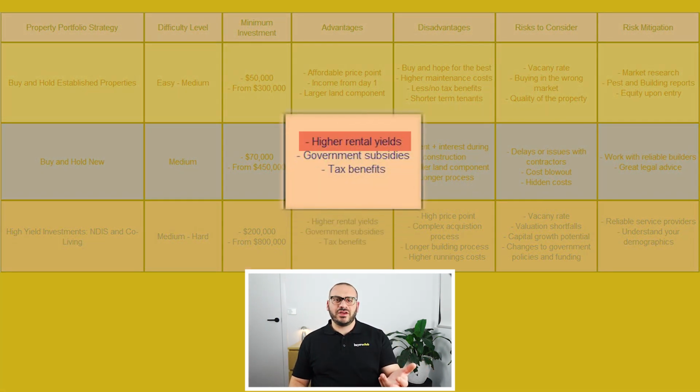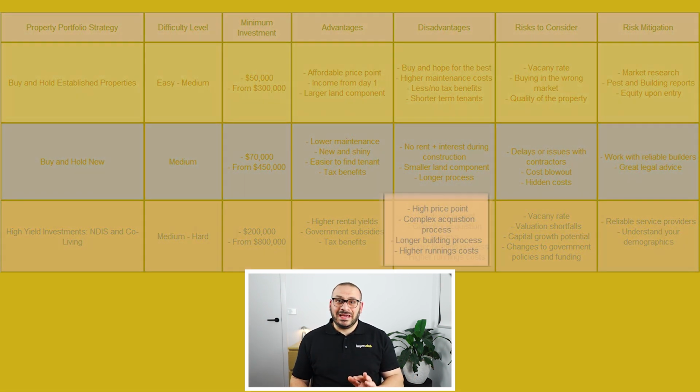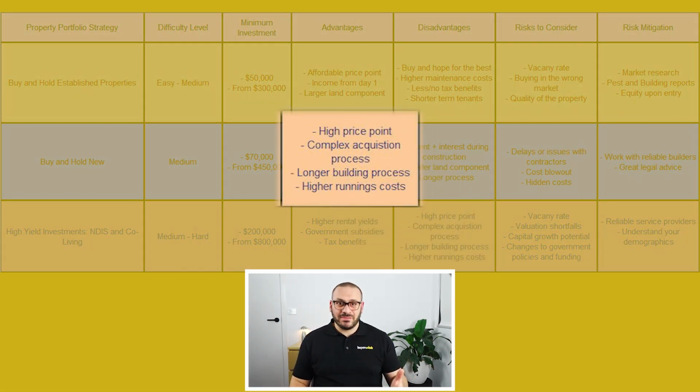With higher rental yield, you're obviously going to generate a higher rental income. You also get government subsidies, and you're going to be getting great tax benefits because generally speaking, those NDIS properties and co-living properties are brand new. The disadvantages, and don't hate me, is that these properties are not cheap. You would have to target around $800,000 to be remotely decent.